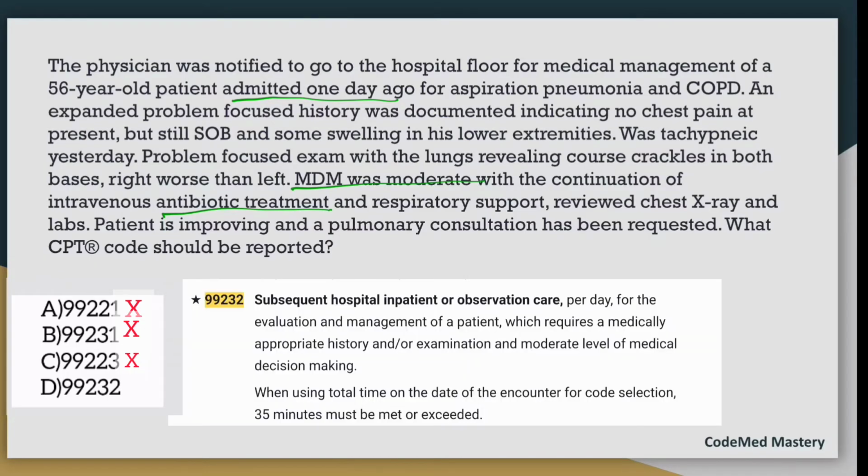Coming to option D, 99232, that is for subsequent hospital inpatient or observation care, moderate level of MDM. It is matching with our question. MDM was moderate, right? And it is also a subsequent hospital inpatient care. So by this, our right answer will be option D.